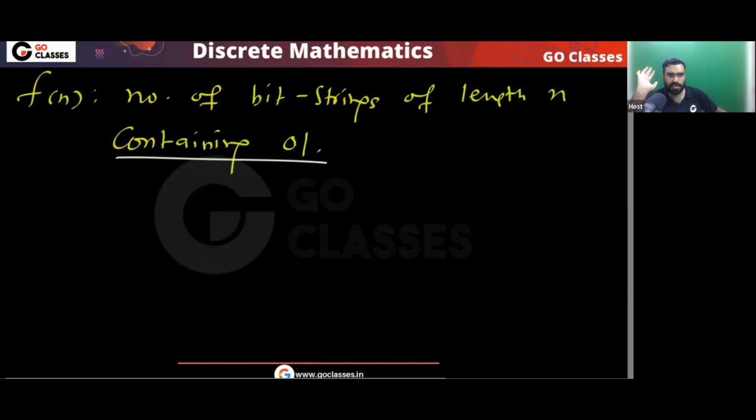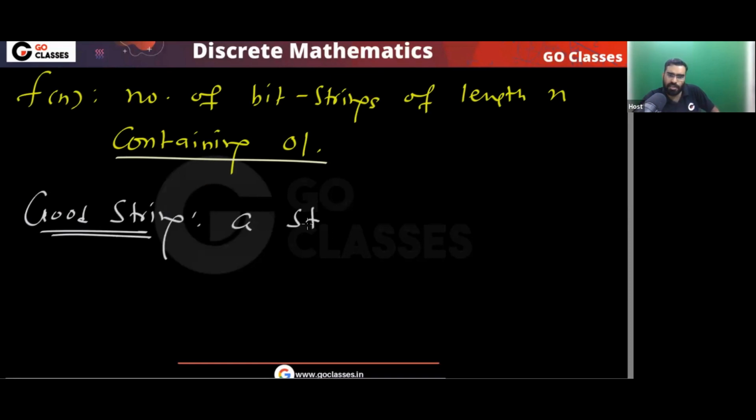Or I can say, let's call them good strings. What are the good strings? Let me define good string. Please see. What is a good string? A string containing 0, 1. Okay, is this point clear? A string containing 0, 1, that is a good string. Okay, is this clear?